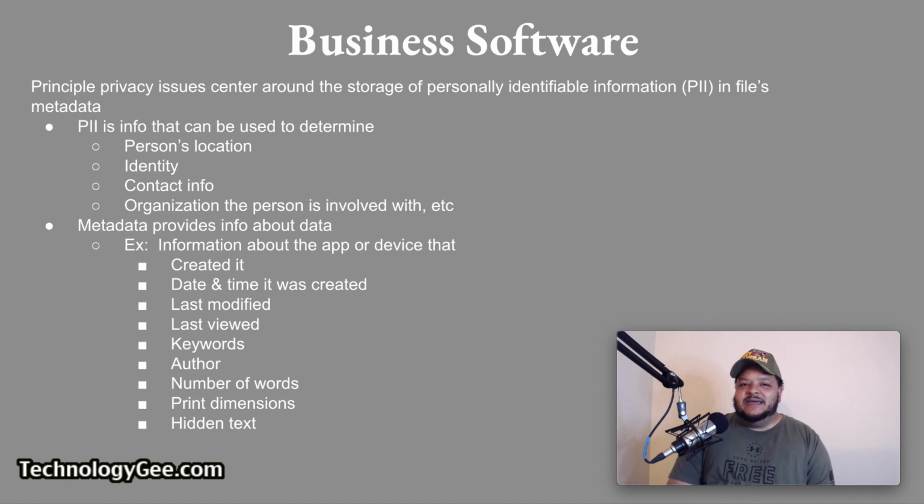Metadata is data that provides information about data. For example, metadata in a file is information about the app or device that created it, the date and time it was created, when it was last modified, who last viewed it, keywords, author, number of words, print dimensions, and any hidden text that might be in it.